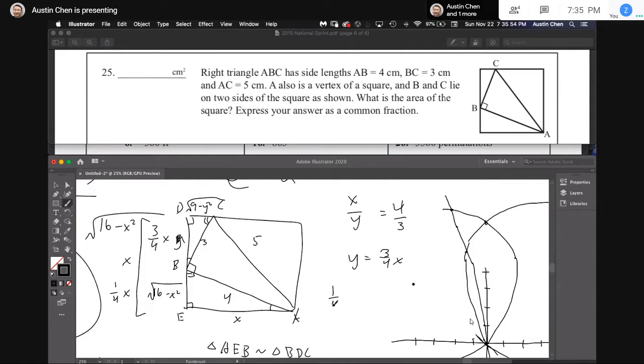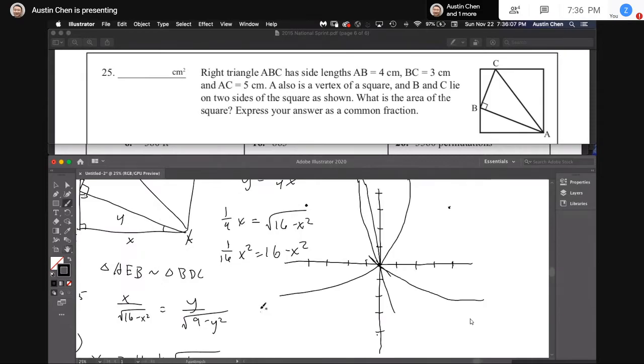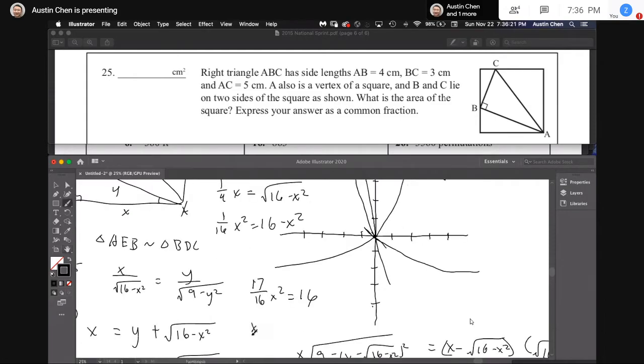So then you can just say 1/4 of x equals the root of 16 minus x squared. That's much easier to solve. You can leave it as x squared because x squared is what we're looking for in the end anyway. We're looking for the area. Then you get x squared equals 256 over 17. That's our answer. Woohoo.